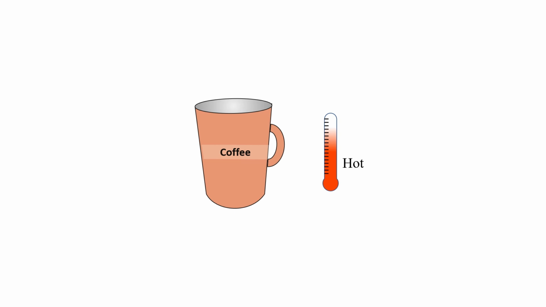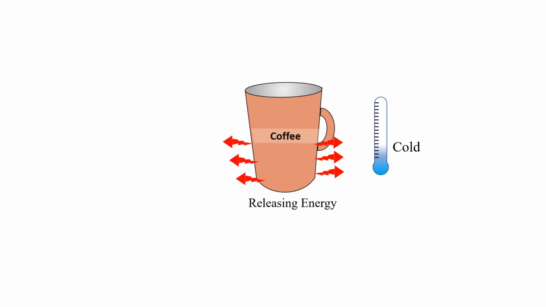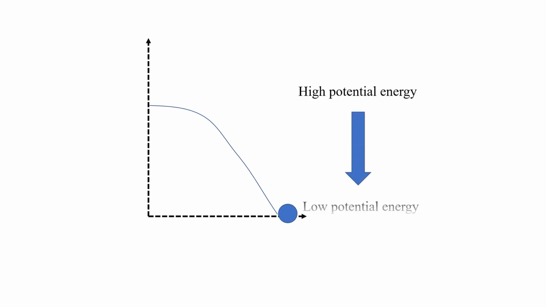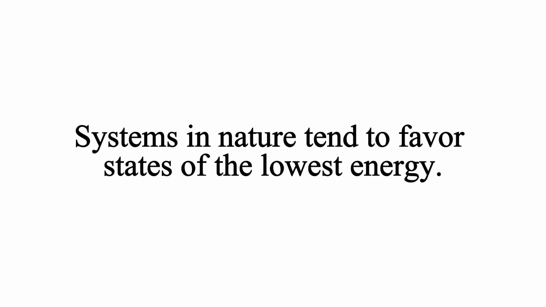Consider a hot cup of coffee. It naturally cools down over time, releasing its energy and moving to a lower energy state. Similarly, a marble at the top of a hill will naturally roll down, seeking a lower potential energy state. Systems in nature tend to favor states of the lowest energy. This principle also governs how atoms behave.